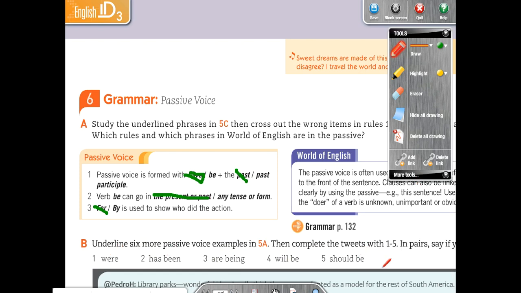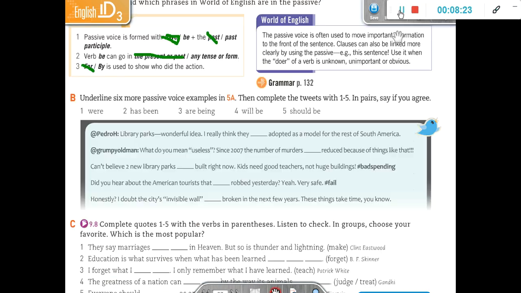I want you to try to copy this in your notebooks, please. This is important, to copy, just to remember and make a formula if it is necessary. Well, in this case, we're going to do the second part of the activity. It says, then complete the tweets with 1 to 5.